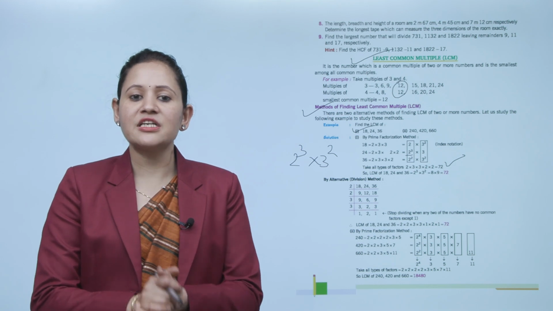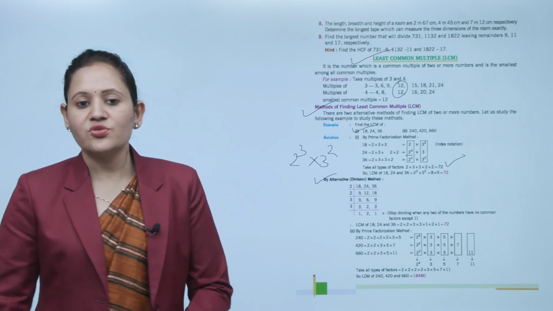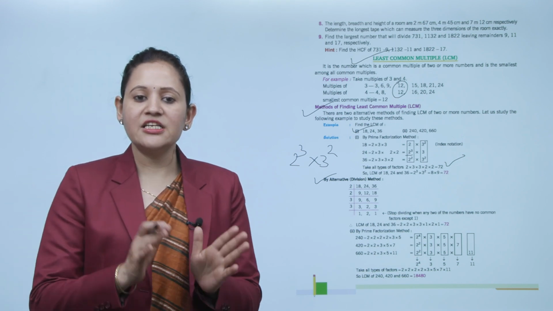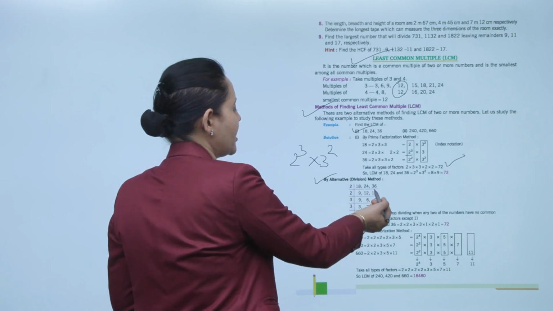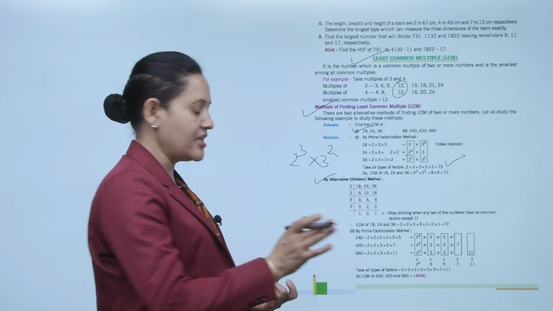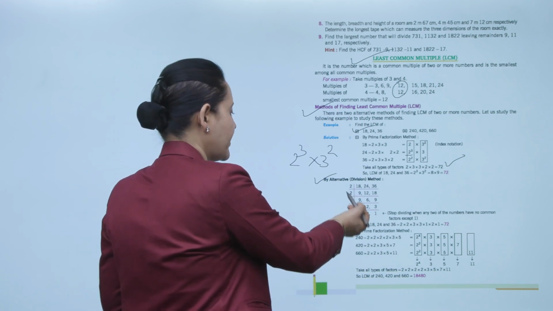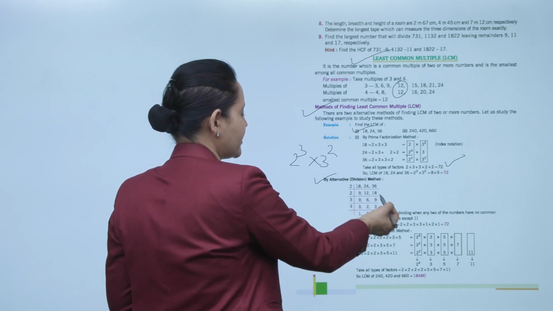Next, by the alternative division method. Here we will divide 18, 24 and 36 by 2 and get 9, 12 and 18. 9 cannot be divided by 2, but 12 and 18 can be. So we'll divide by 2, carrying 9 forward as it is, and get 9, 6 and 9.